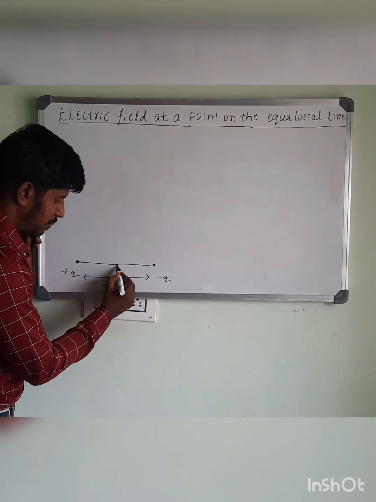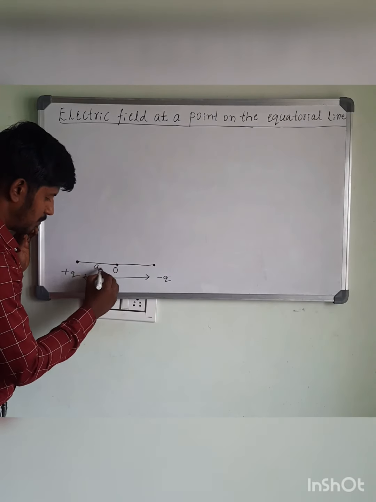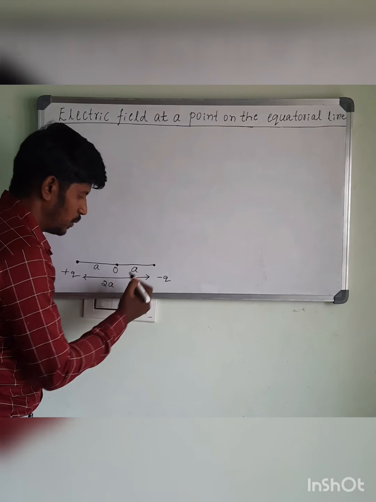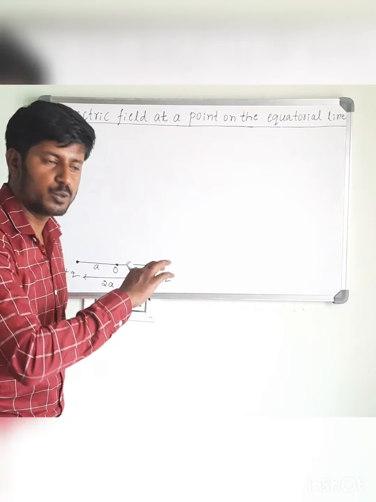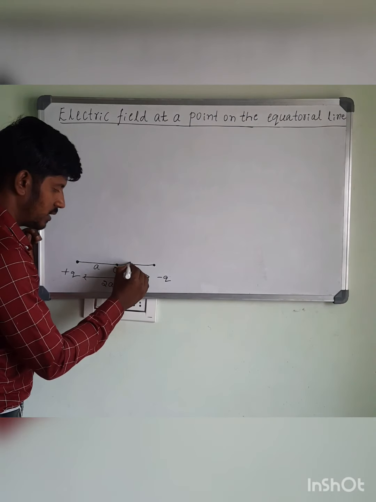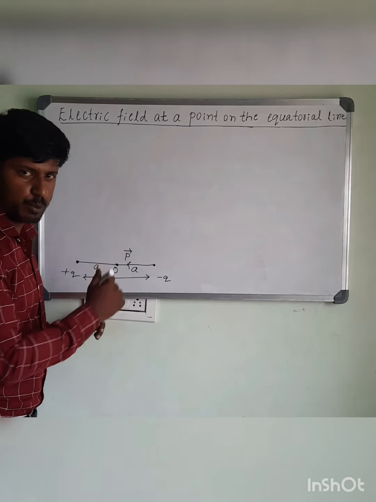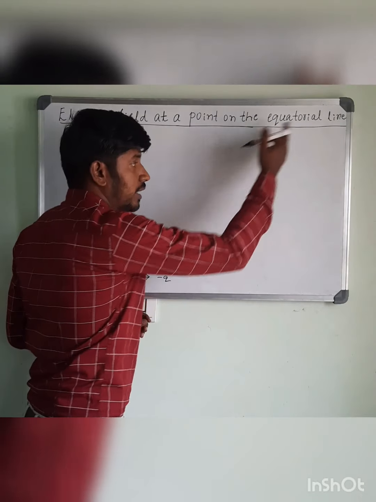Consider center of the dipole axis, that is O, and the distance from positive charge to O is a, and O to negative charge also a. And dipole has dipole moment which is directed from negative charge to positive charge. It is represented by letter P vector. This is the dipole moment. Okay, and we are finding electric field on the equatorial line.